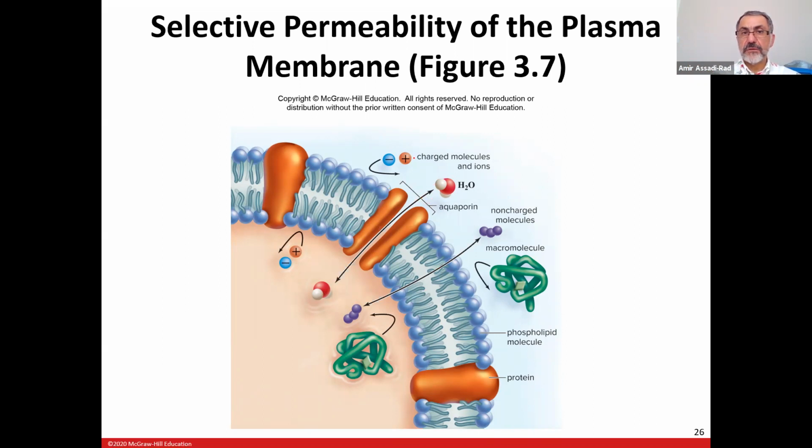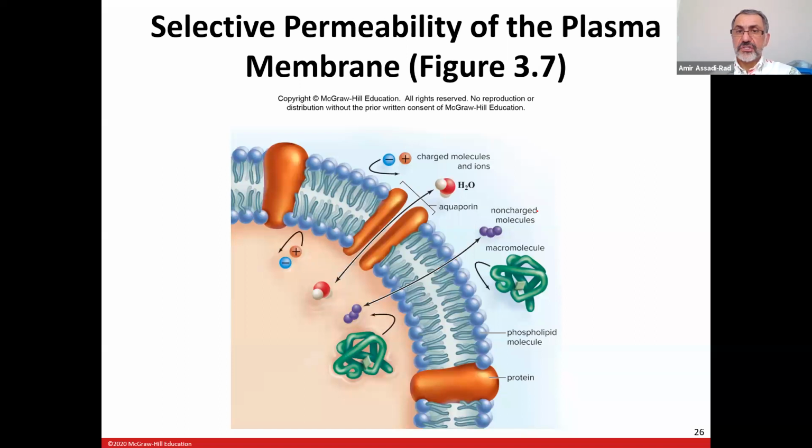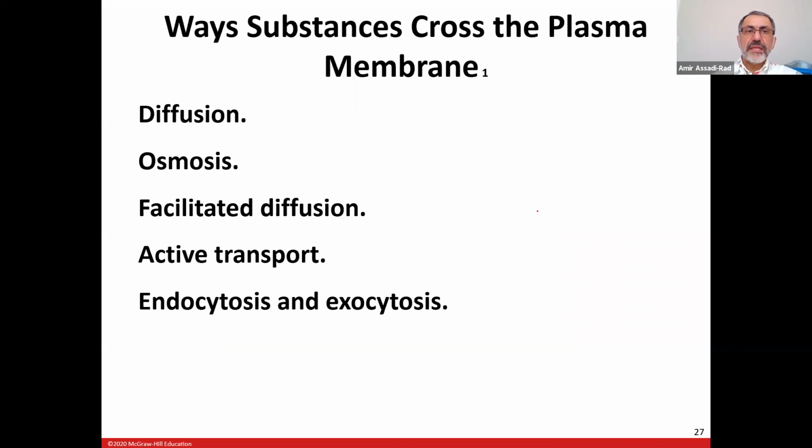But it does not allow other molecules to get in and out of the cell. Large molecules, the macromolecules, cannot get through. They're too big. They cannot get through the cell. And then small non-charged molecules possibly can get inside of the cell. They are not charged. They are not polar molecules. Okay. Then diffusion, osmosis, facilitated diffusion, active transport, endocytosis, and exocytosis.